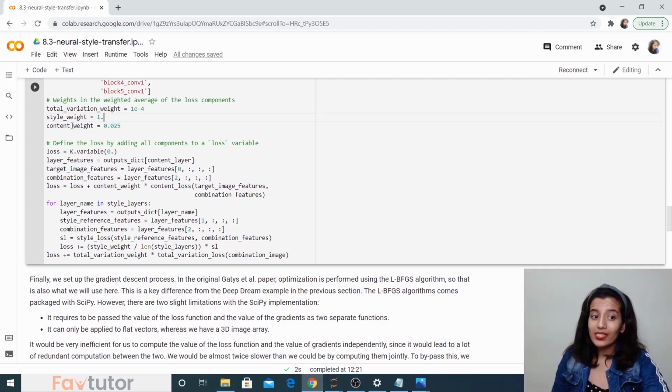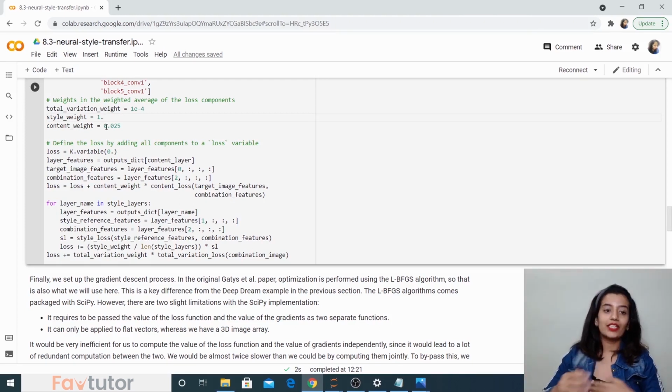Why? Because content should not be changed. If you give more weight to the particular content, the content will be changed, and it will be replaced. So that's why I'm giving the content weight as less, whereas the style weight is more, because I'm very much concentrated on the style to be incorporated over the content.